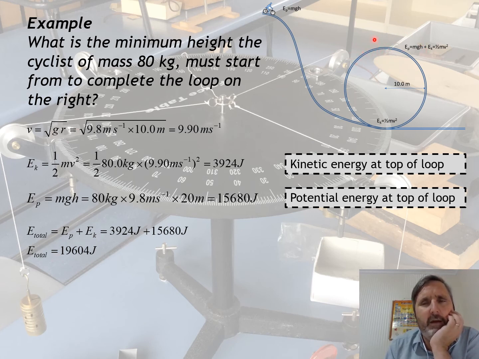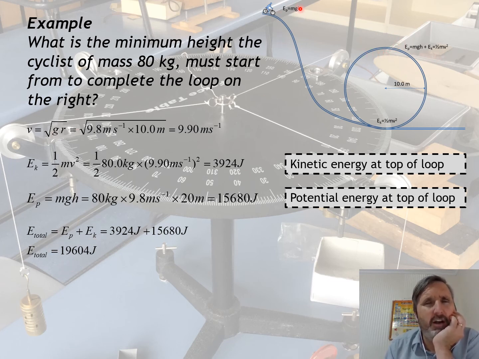At the top here, the total energy is the same as at the bottom, and it's the same as up here. It never changes. So if I want to know what is the minimum height the cyclist has to be here, I know that at the minimum they need that much energy, 19,604 joules of energy. That's how much energy they need in order to have the velocity to get around the top of this loop. So now I know that energy.